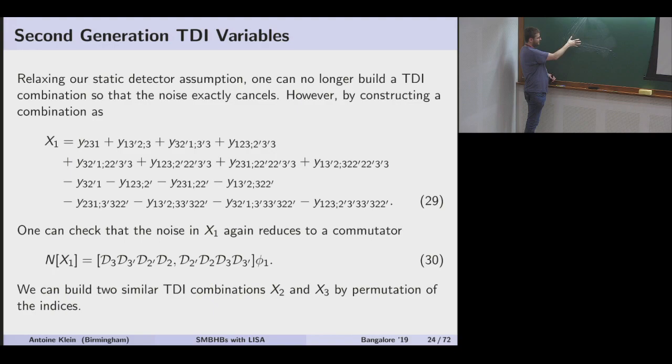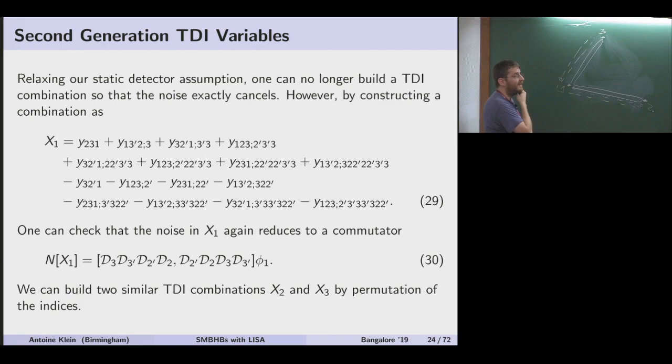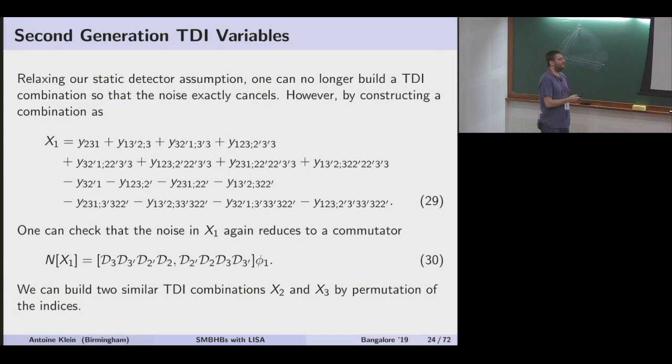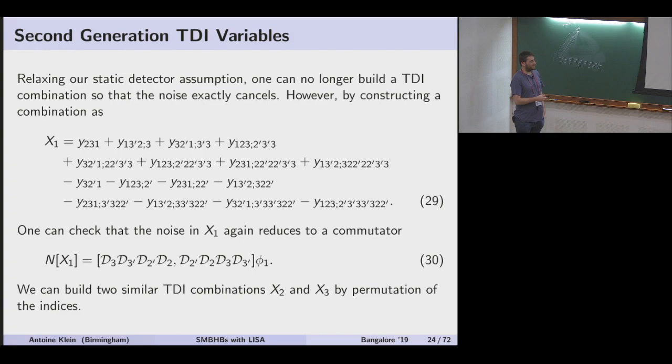So in this case, you would go bounce off here, and then back there, and then back here. And subtract, doing the same thing in the opposite way. And in this case, if you use the exact arm length from your Keplerian orbit, the residual laser noise in the detector is just this commutator, and this commutator corresponds to really going one way and going the other. So that's the second generation TDI variables.